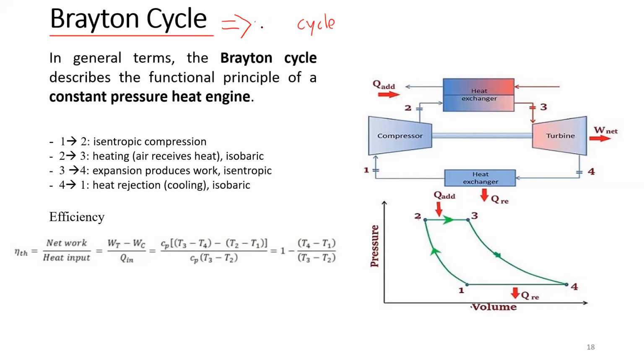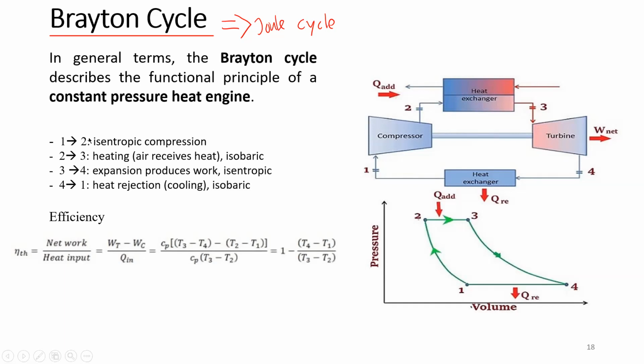We call it the Joule cycle. So we can actually use the terms of the Joule cycle as well to define the Brayton cycle. In general, the Brayton cycle describes the functional principle of the constant pressure heat engine. The steps are the same: it's actually 4 steps. The first step is isentropic compression.